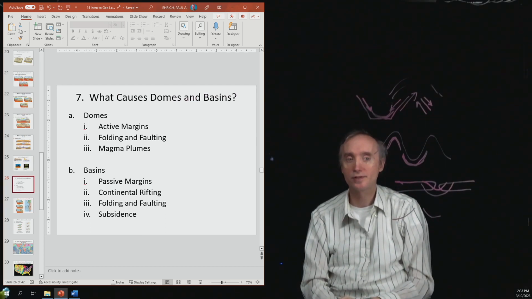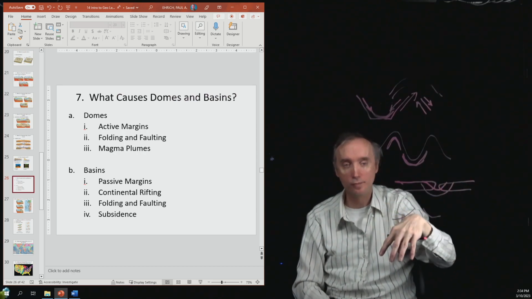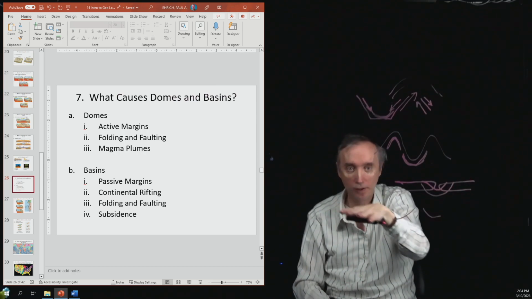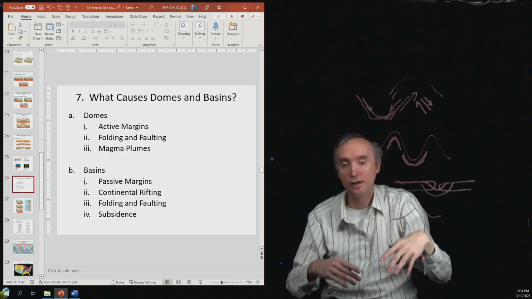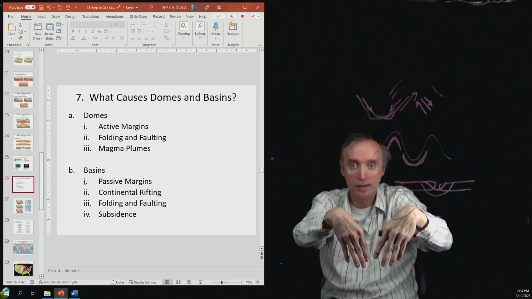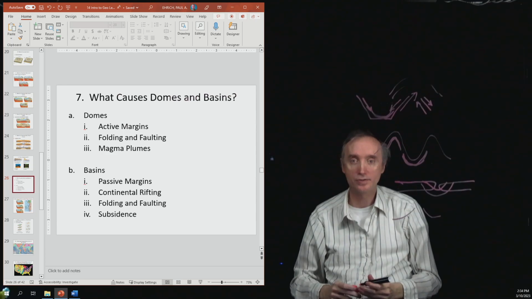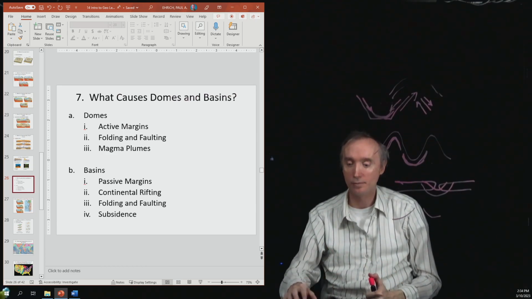And then you can have subsidence. So as material comes off of a mountain and it goes onto a plain, the weight of all of that material could start to push the ground down. And then that's going to be called subsidence, and then that could make a basin. So all of these were different ways of making domes and basins.